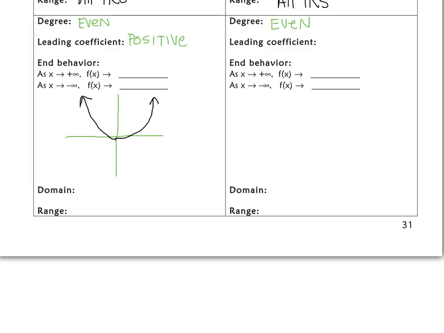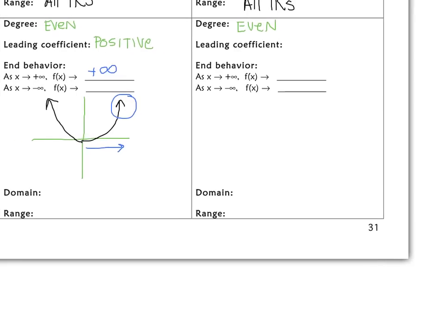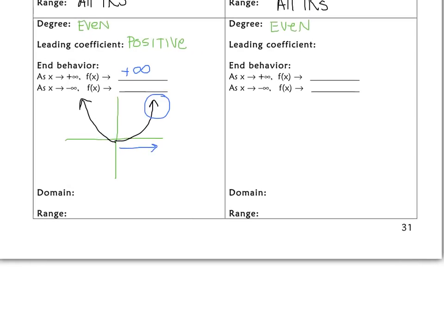What is this graph doing as x approaches positive and negative infinity? So positive infinity, you're looking to the right. What is the graph doing? It's going up. So this would be that f of x approaches positive infinity. And then when you're deciding as x approaches negative infinity, you're looking to the left. What is the graph doing? Notice that it's going up. So f of x also approaches positive infinity.